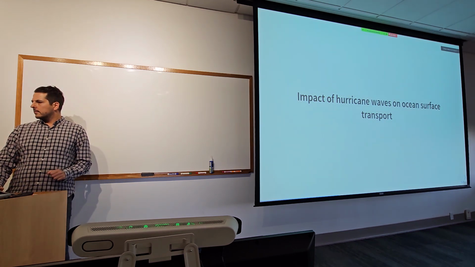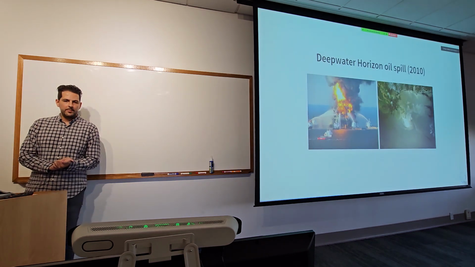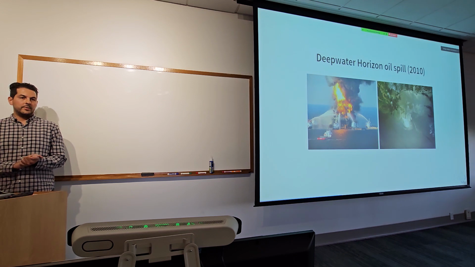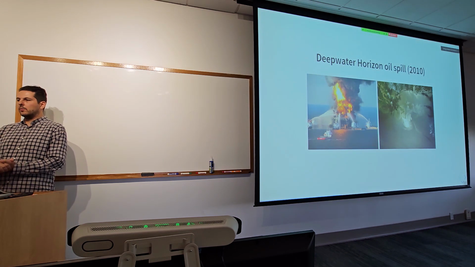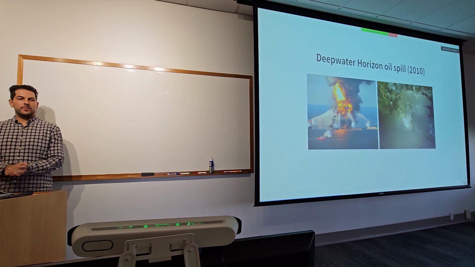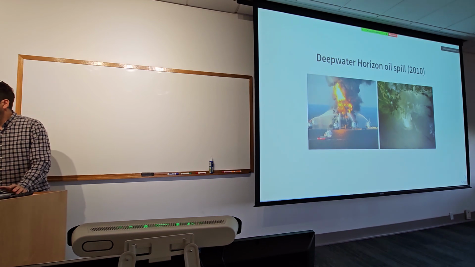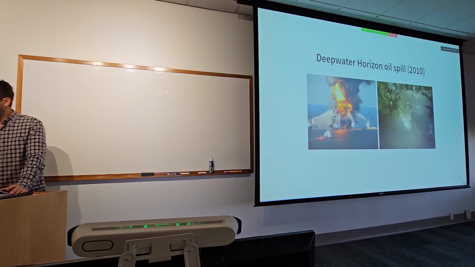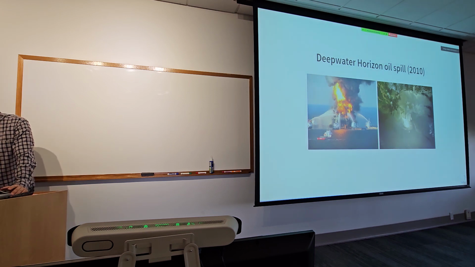All right, so I'm going to say a little about the impact of waves on ocean transport. In 2010, we had the Deepwater Horizon accident and oil spill in the Gulf of Mexico. Here on the right is a satellite image after the fact of what the oil spill looks like. You can see it on the ocean surface. You see a filament of it getting entrained in a mesoscale ocean eddy. So this is a big deal for the ecosystems, for marine life.